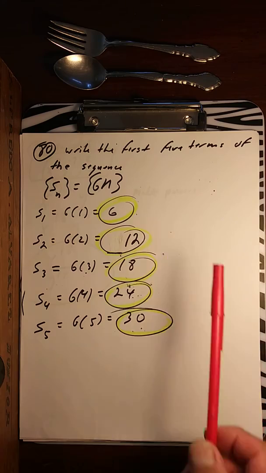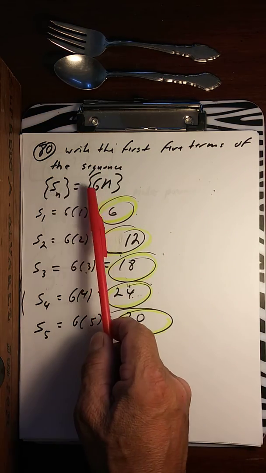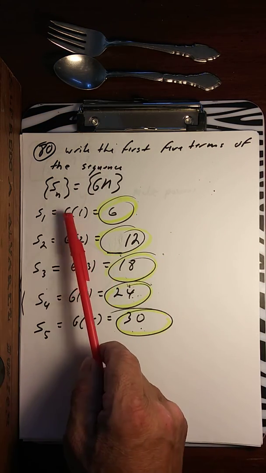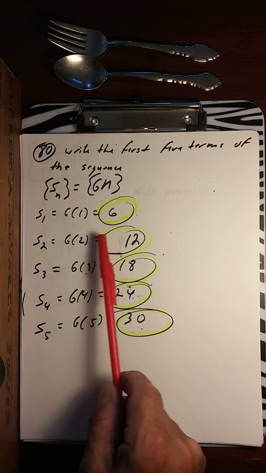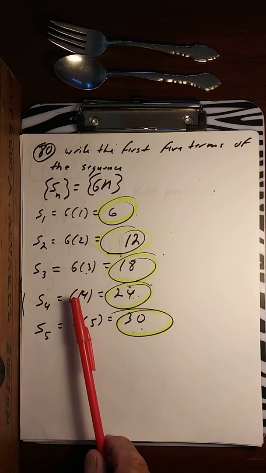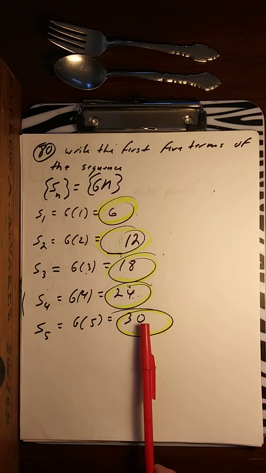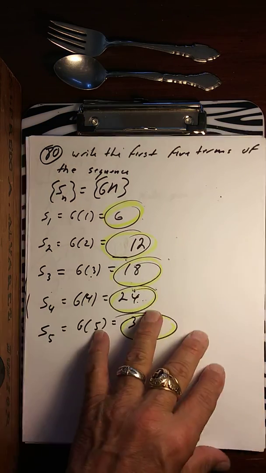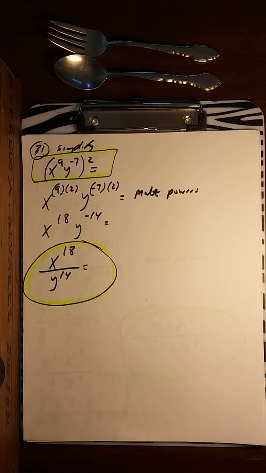Write the first 5 terms of the sequence. 6n, s of n. So s of 1 is 6 times 1. That's done. 6 times 2 is 12. 6 times 3, 18. 6 times 4, 24. And 6 times 5 is 30. There's the 5 terms of the sequence.